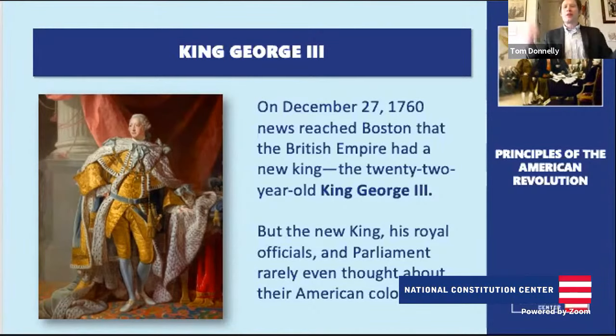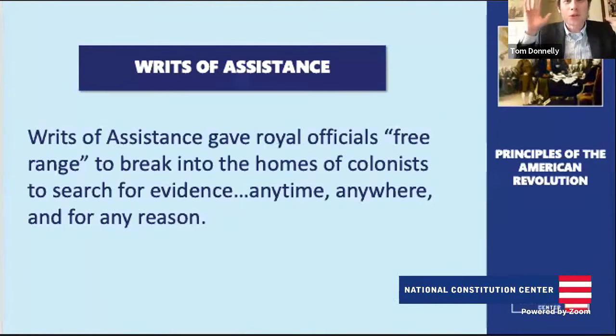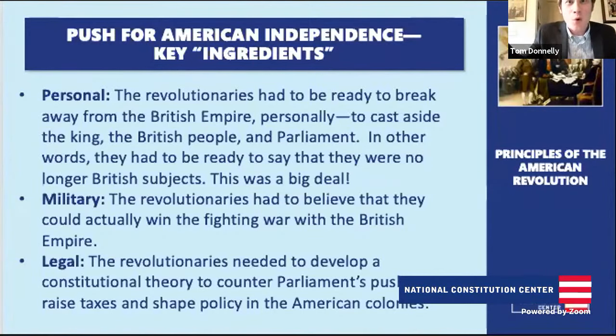Yeah, and the great friend of the Constitution Center, Akil Reed Amar, who's going to be here on Friday, says that really the colonists need three separate things to drive them to revolution. One is personal. They have to be willing to say, we're not British subjects anymore. And so that's a really big deal for them. The second is military. They have to believe they can actually win a fighting war against the British Empire, which may seem crazy in 1760, but they have to be able to believe that. And finally, there's a legal part of this, and this is where James Otis comes in. They need a constitutional theory to counter Parliament's push to raise taxes and shape policy in the American colonies.